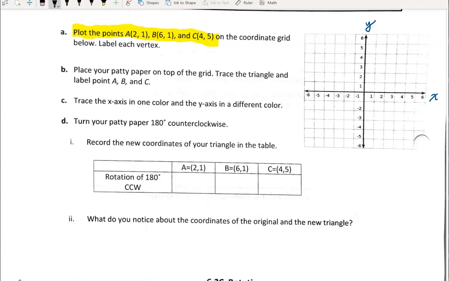And then what I want you to do is turn your patty paper 180 degrees counterclockwise. Remember, counterclockwise is the opposite way that the clock goes. Okay, then you're going to record the new coordinates of your triangle in the table, and you're going to try and come up with, in part D, the second part here, what do you notice about the coordinates of the original and the new triangle? So again, if you don't have patty paper, make sure you get a piece, and then pause the video and go ahead and give these couple of steps a try and see what you can get. Make sure if you have any questions while you're doing that, you get some help.